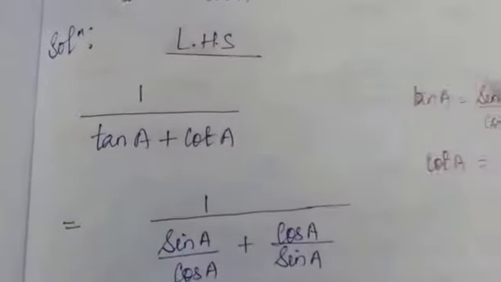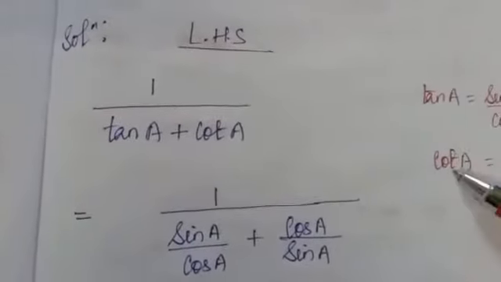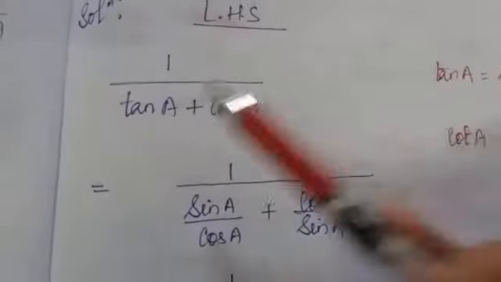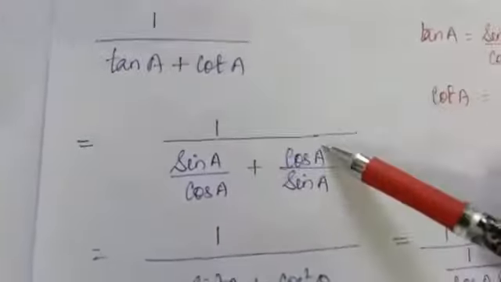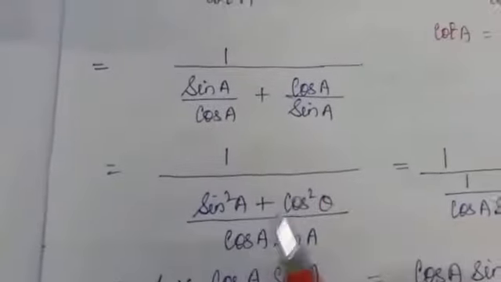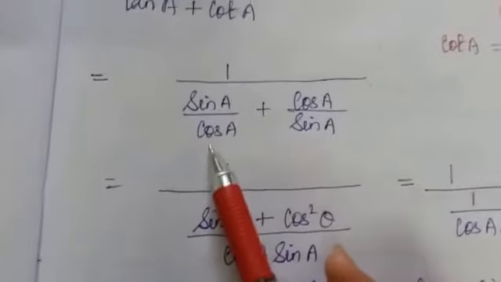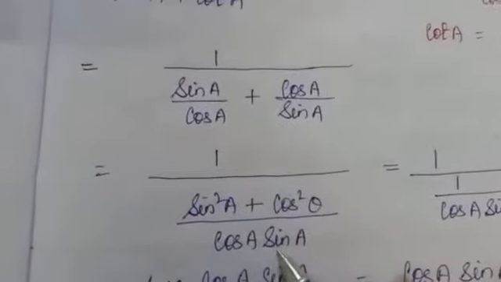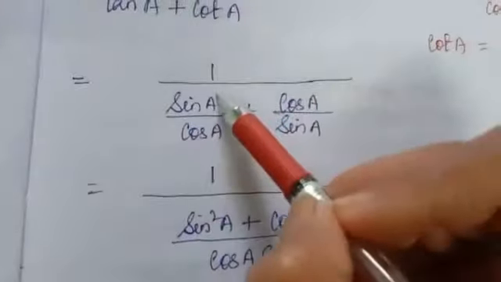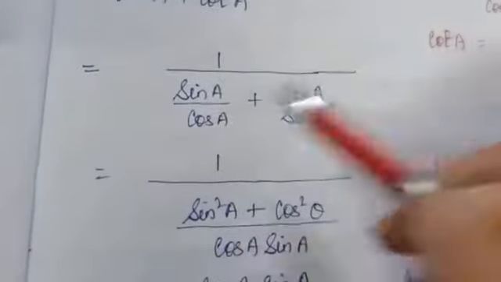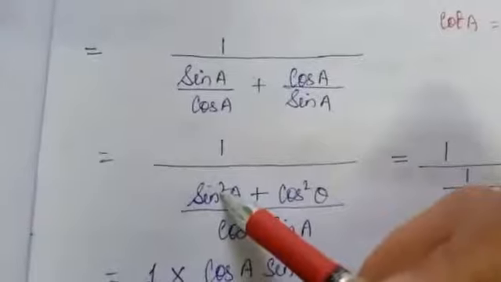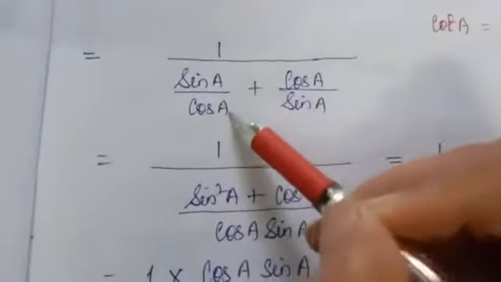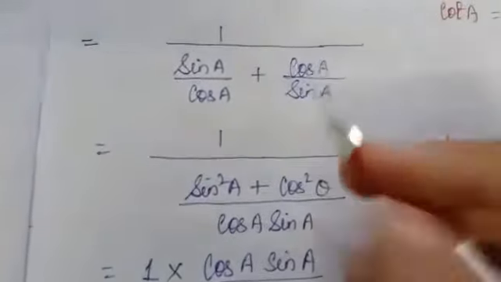So tan means sine upon cos, and cot means cos upon sine. So in place of tan we will write sine upon cos, and in place of cot we will write cos upon sine. After that, in the denominator we will take LCM. LCM of cos A and sine A is cos A sine A. Here you have to multiply by sine A, and here you have to multiply by cos A. So sine A into sine A, sine square A, plus cos A into cos A, cos square A.